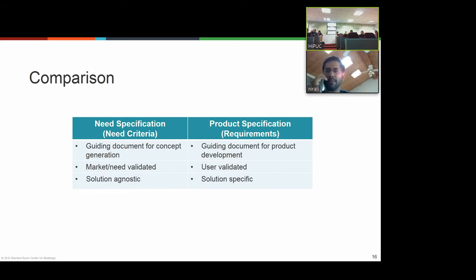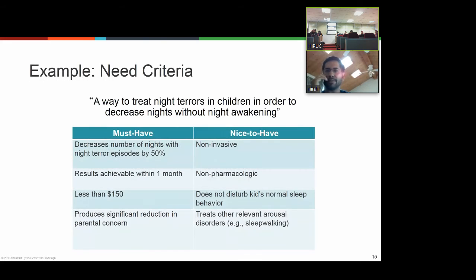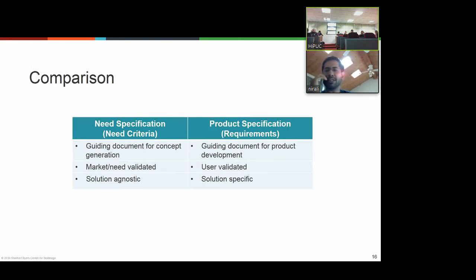All right. So we're going to talk about... great. So I'm going to now spend the next 25 minutes talking about concept generation. But part of your deliverable for the next phase is we're going to ask you to generate need criteria, along with the need specification components for your selected need.